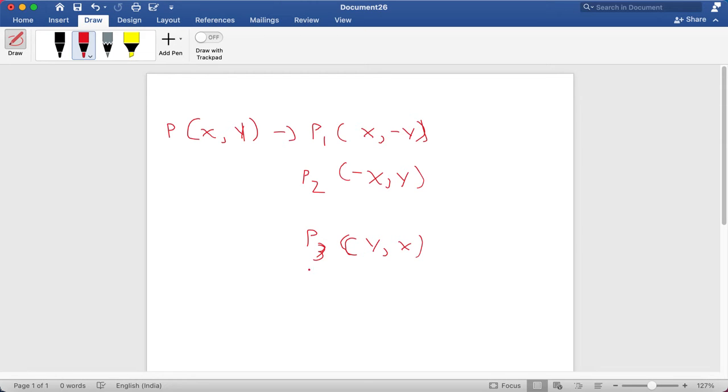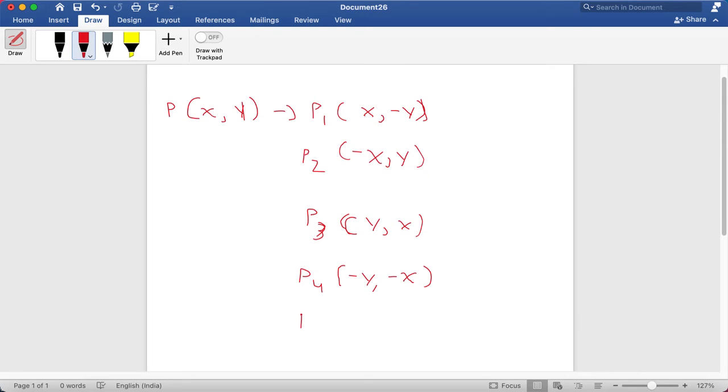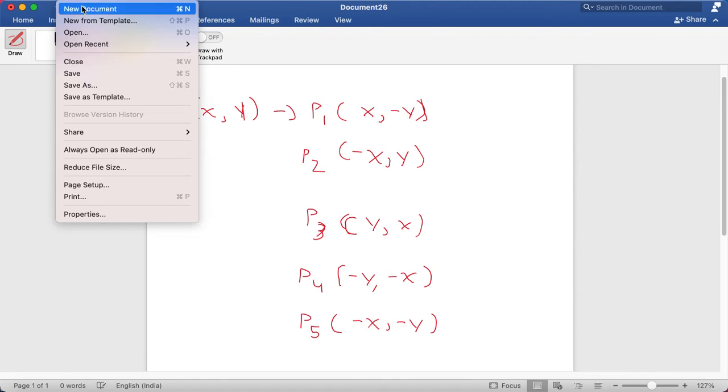Now moving on, if you reflect it about the line y equals minus x, P4 becomes minus y comma minus x. Now if you reflect it about the origin, P5 will be equal to minus x comma minus y. So now these are the reflections.